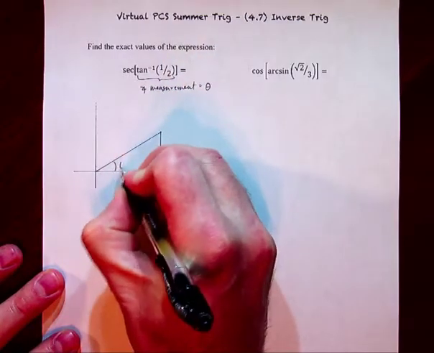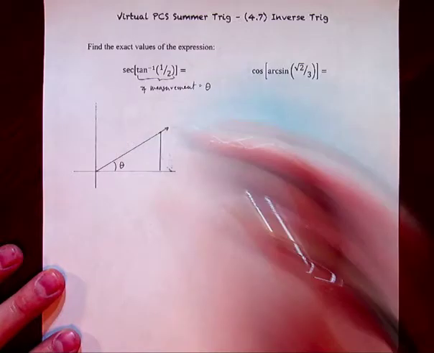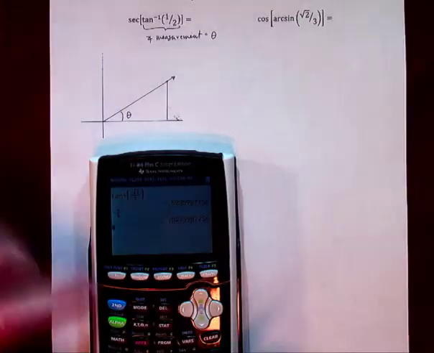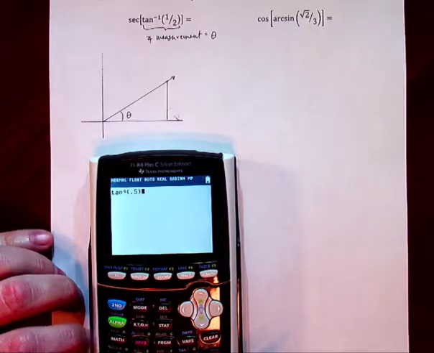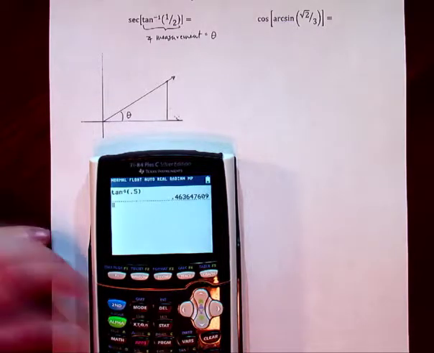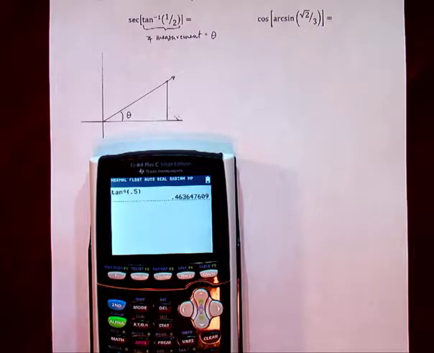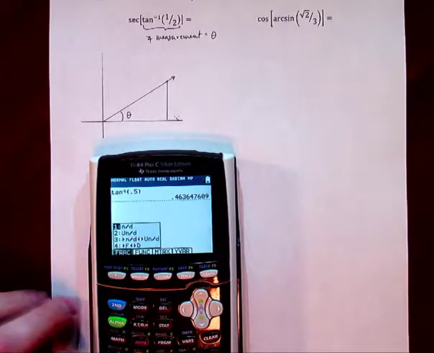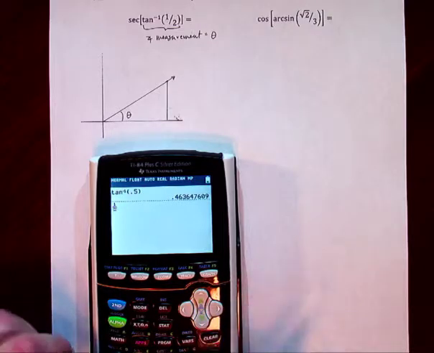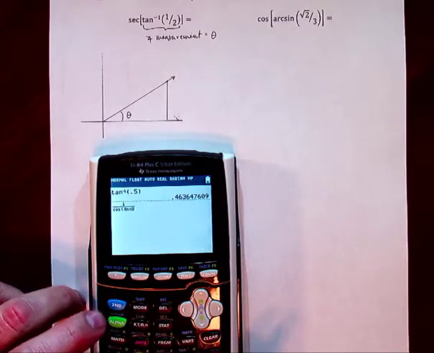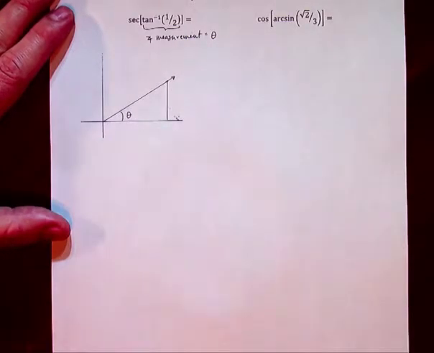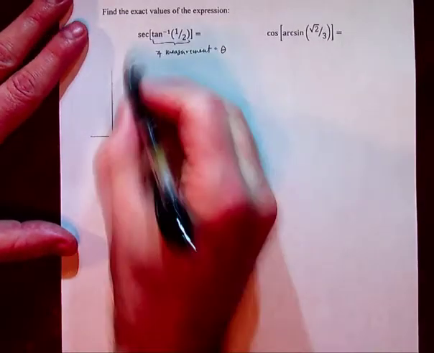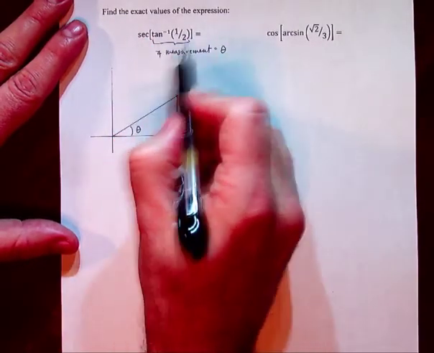Okay, if I were to actually go to my calculator and look at the arctan of 0.5, I could actually get an answer. Okay, now that's in radians. And then if I wanted to, I could do the secant, so 1 over cosine of that answer, and I could get the secant. Okay, 1.118.